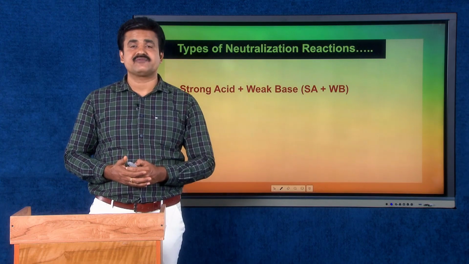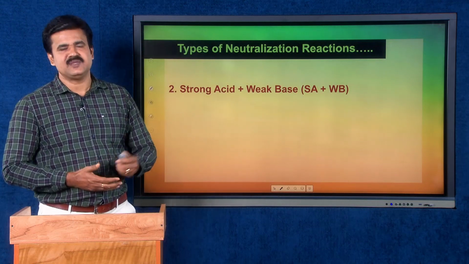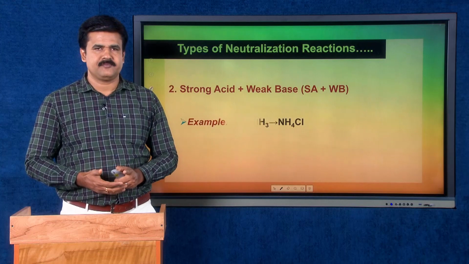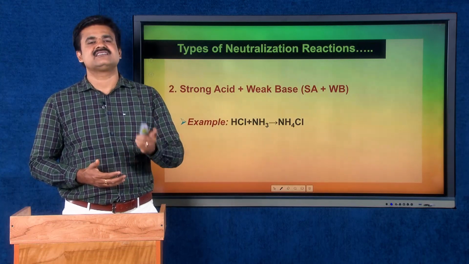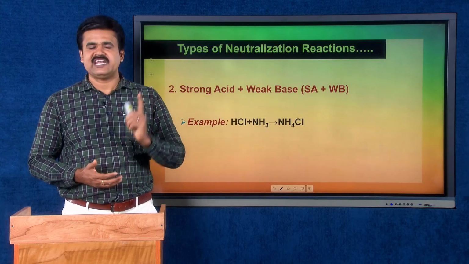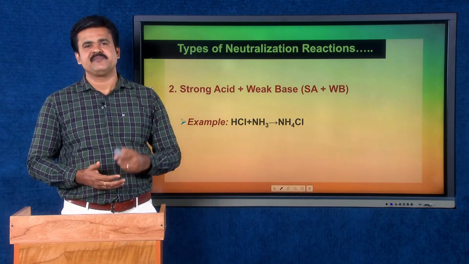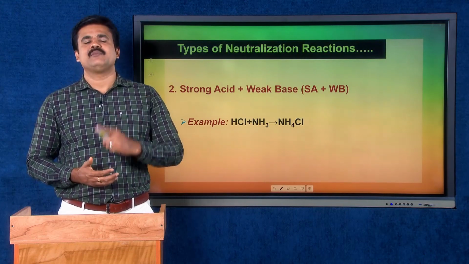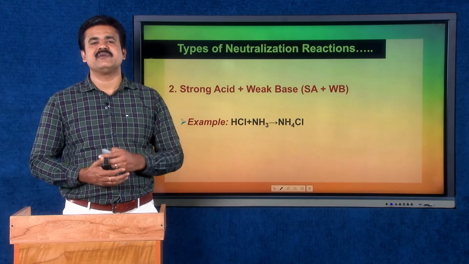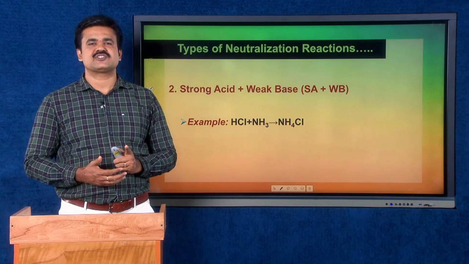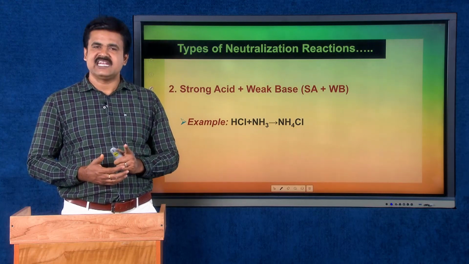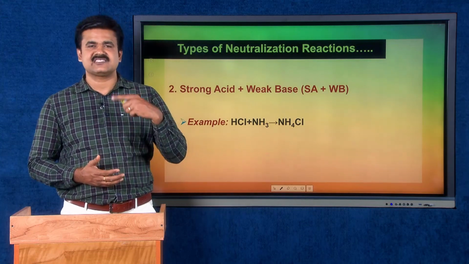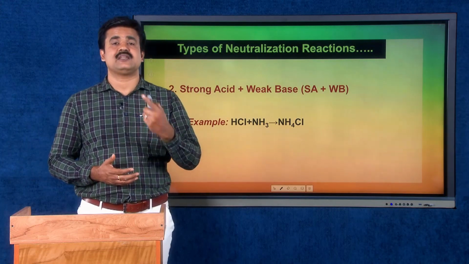The second category of the neutralization reaction is between a strong acid and a weak base, that is SA plus WB. A typical example is HCl plus ammonia. Ammonia or NH4OH is a very weak base. HCl plus ammonia produces NH4Cl. Here I am not showing the formation of water. To get the formation of water, you have to take NH4OH instead of NH3. In that situation, you can write the expression as HCl plus NH4OH gives NH4Cl plus water.